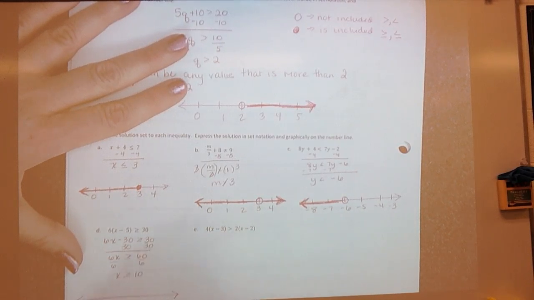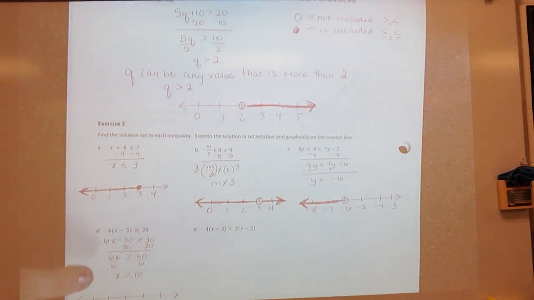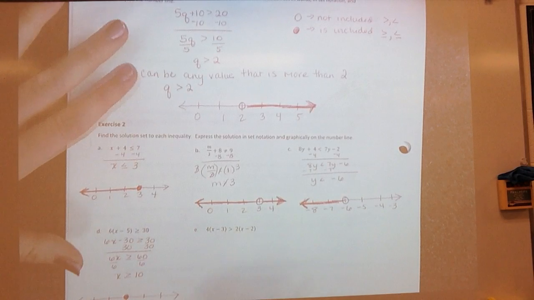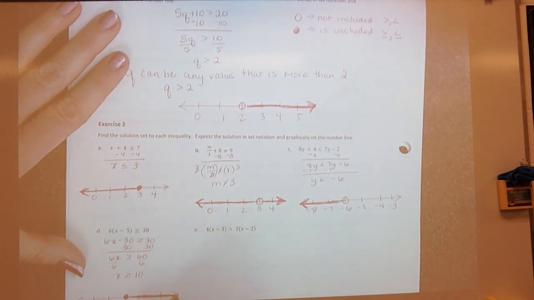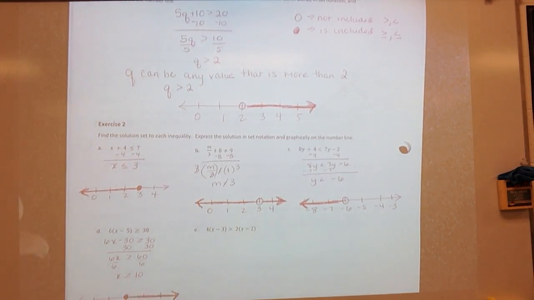Let's do it graphically. And I'm going to start like this on my graph. Just simply, I don't want to draw a huge graph. 10 is included, so it's a closed circle. And I'm going to shade everything greater than 10.